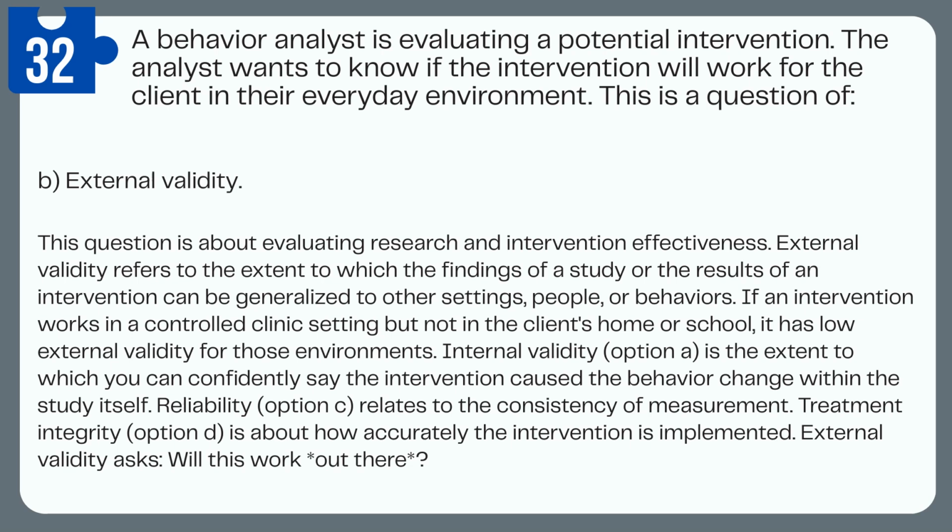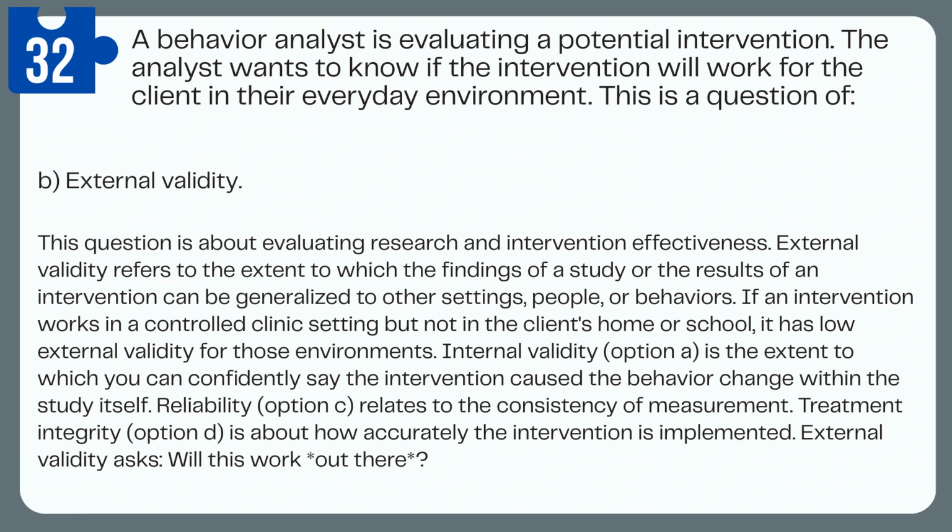Answer B. External validity. This question is about evaluating research and intervention effectiveness. External validity refers to the extent to which the findings of a study or the results of an intervention can be generalized to other settings, people, or behaviors. If an intervention works in a controlled clinic setting but not in the client's home or school, it has low external validity for those environments.